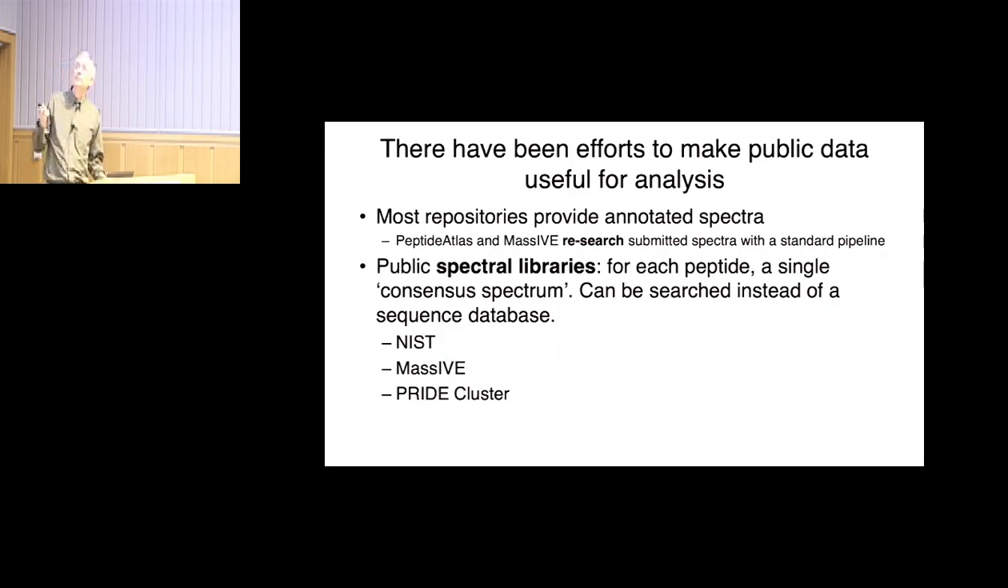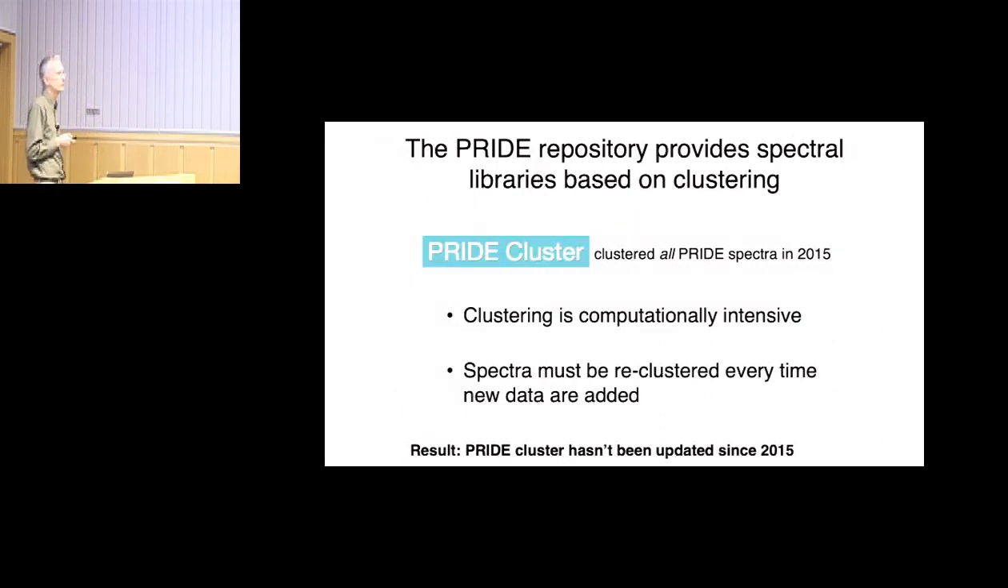Some examples of those are NIST, MassIVE, and PRIDE Cluster. In particular, if you look at the PRIDE repository, this is one of the more widely used repositories. They did a clustering of all PRIDE spectra in 2015. This is one of the few attempts to actually cluster all of the spectra as opposed to just clustering the spectra for which we know what the generating peptide was. And the challenge here is that the clustering is pretty expensive, and you have to sort of redo it if you want to start over again.